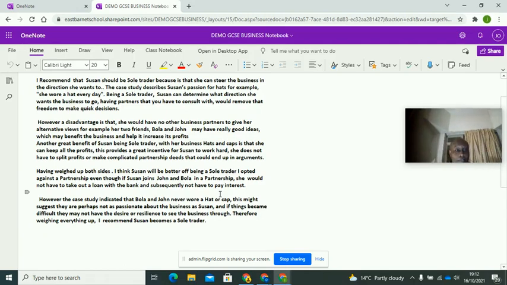And then you bring it all together. However, the case study indicated that Bola and John had never worn a hat or cap. This might suggest that they are perhaps not as passionate about the business as Susan. And if things became difficult, they may not have the desire or resilience to see the business through. Therefore, weighing everything up, I recommend Susan becomes a sole trader.